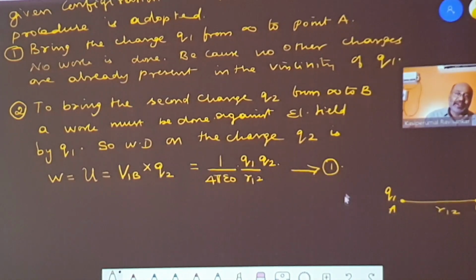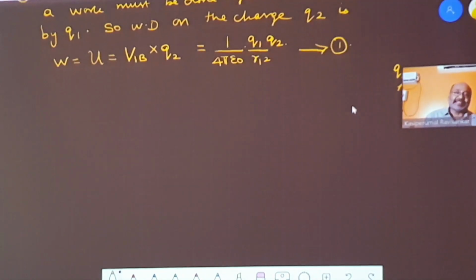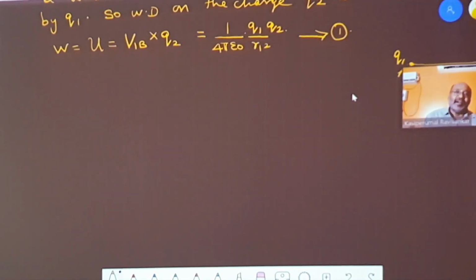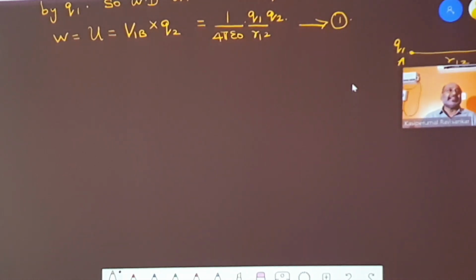Now what do we have to consider? We have to consider the next one. What is the next one? We have to bring the third charge. What is the third charge? The third charge is Q3. When you are bringing the third charge Q3, that is point number 3.